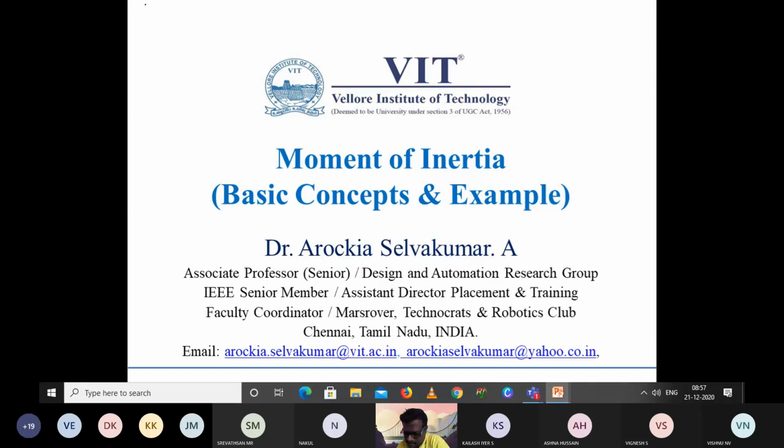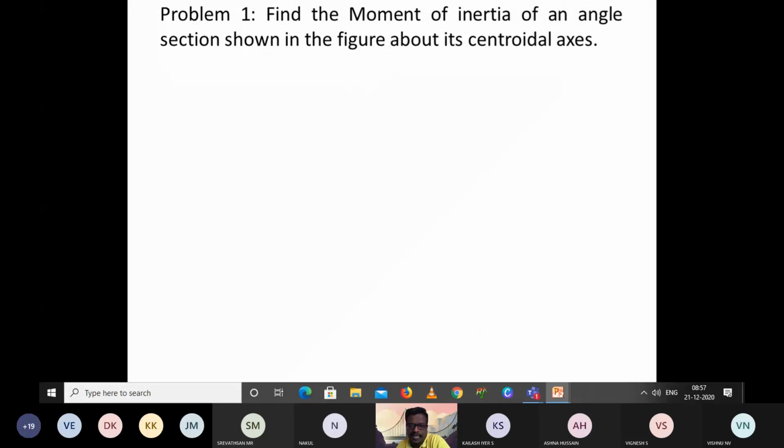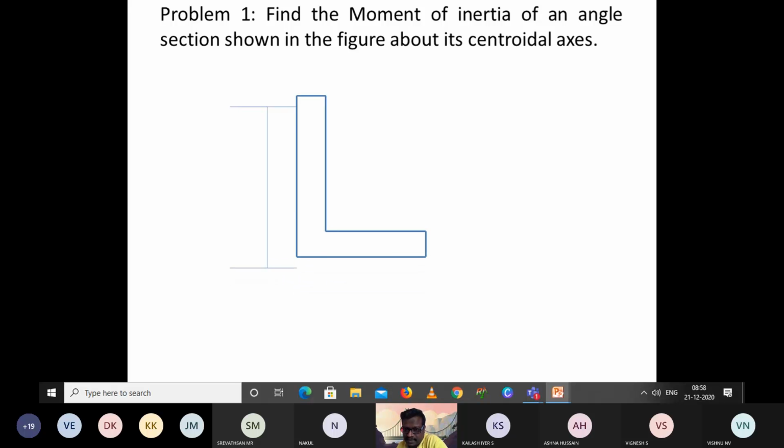Good morning, students. Today we will see one problem in moment of inertia. Okay, I think we have seen this particular problem. Find the moment of inertia of an angle section shown in the figure about its centroidal axis. Please underline that word, centroidal axis. It is not with respect to the base axis.